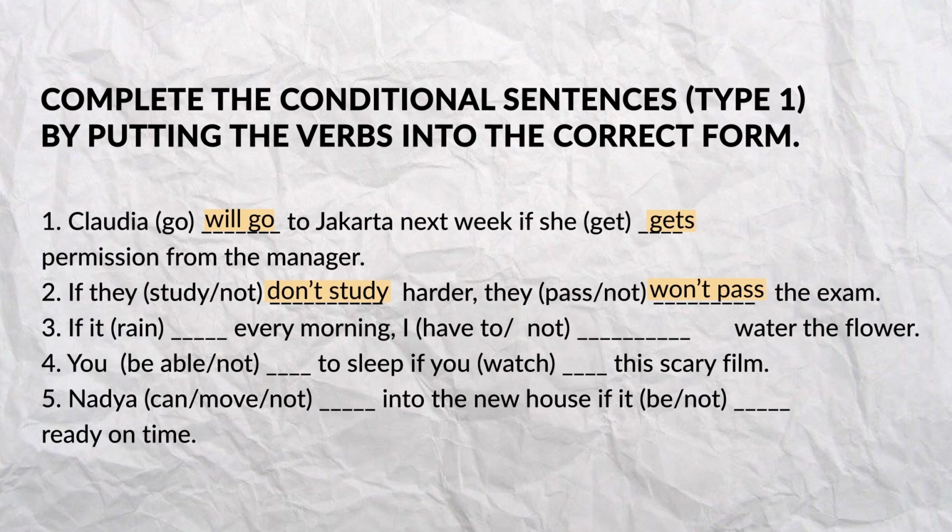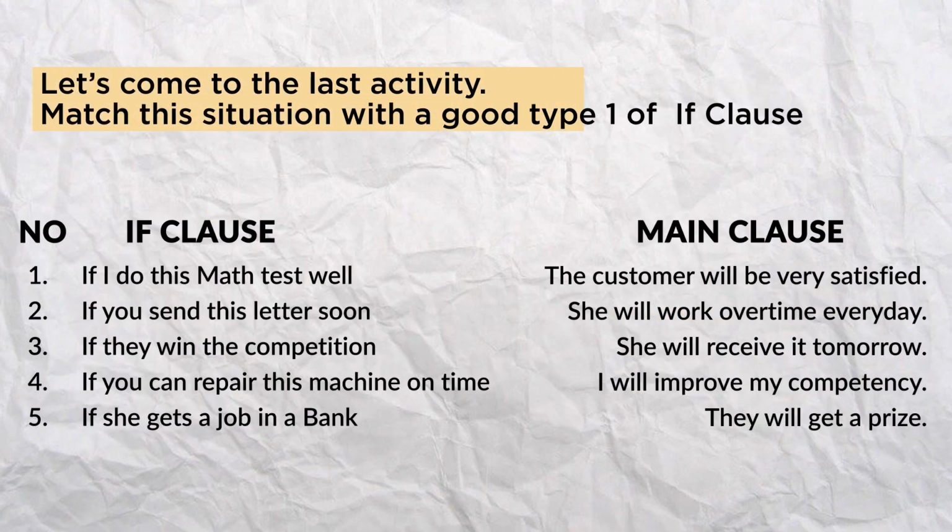Okay, got it? Now number 3. Be careful. We have subject it, or third person singular, for the if clause. So be careful with the verb. If it rains every morning, I will not have to water the flower. Here we also have a negative sentence for the main clause. So the main clause will be I will not have to. Alright students, you can continue the rest of the sentences by yourself. Let's come to the last activity.